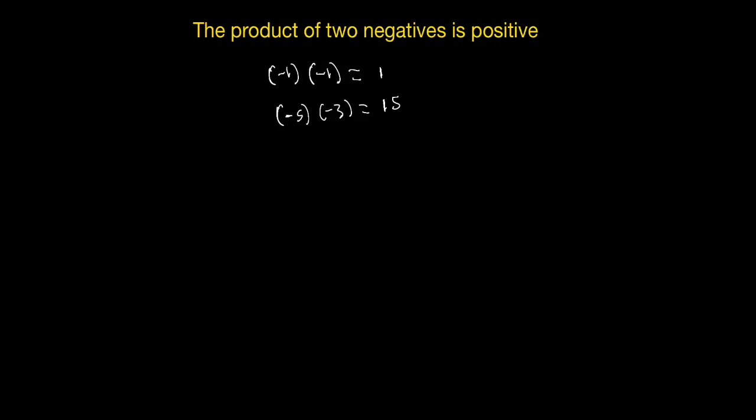15, positive 15. So in general, a rule that you learn in algebra class is that whenever you multiply a negative by another negative, you should always get a positive. So now today I want to show you why this is true.